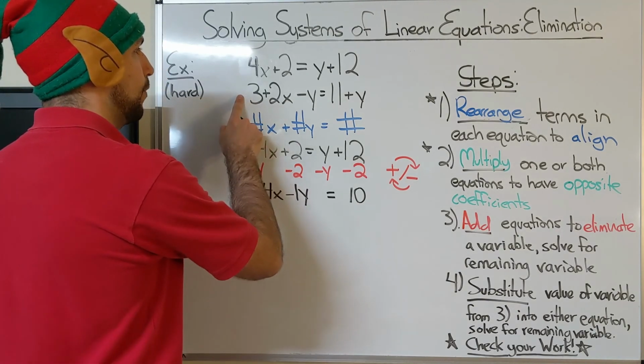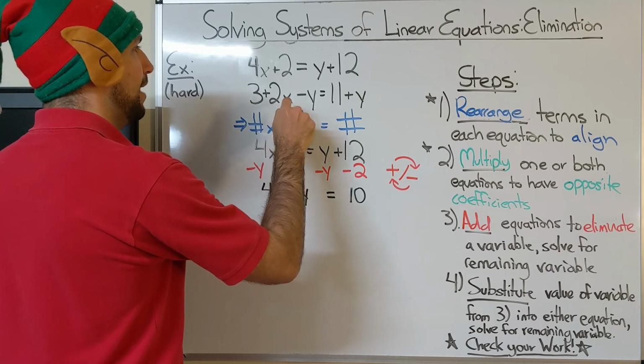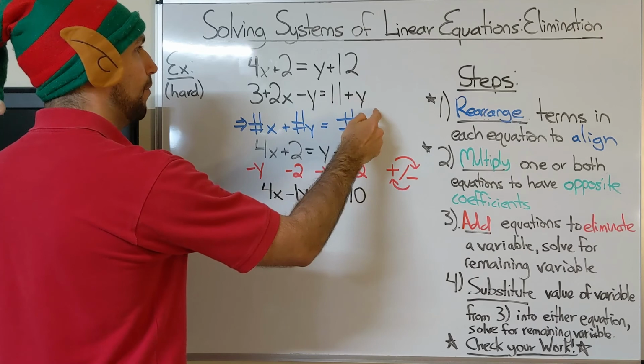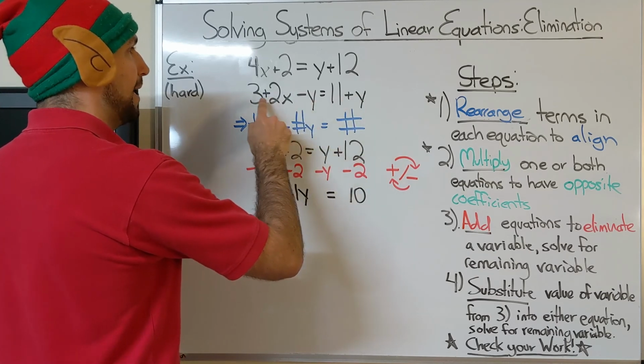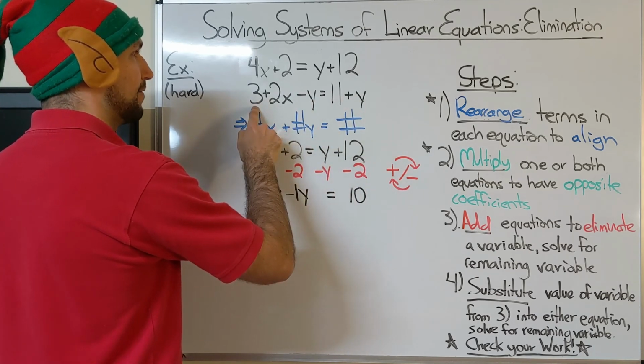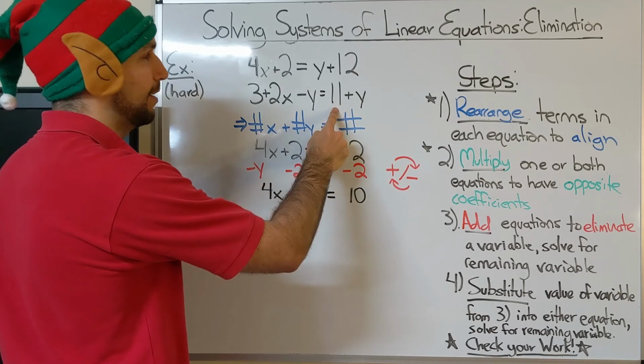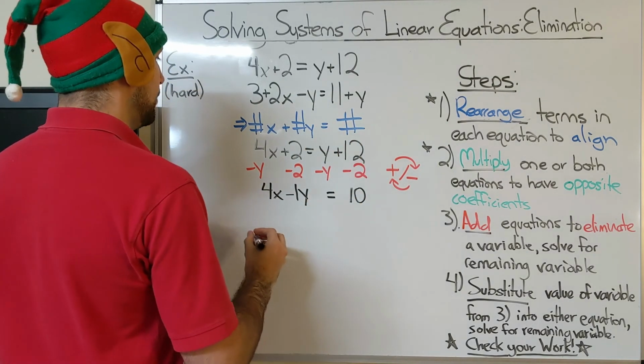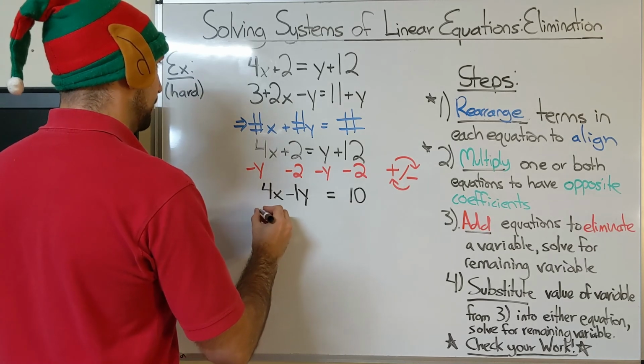Let's deal with our second equation now. So again, we have x's on the correct side, but y's are on both sides. We're going to have to move all the y's to the left. And then we've got this constant on the left side. It's going to have to move over to the right to get all the constants over here by themselves.